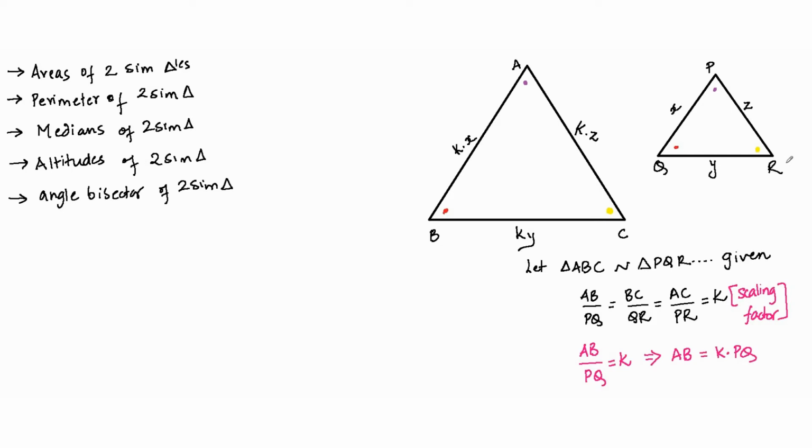So what has happened is I first had triangle PQR with sides X, Y and Z. The triangle is now being scaled up by a factor of K. That means all the sides are being multiplied by K, and because the sides are being multiplied by K, the side X has become KX, the side Y has become KY, and the side Z has become KZ. So I want you to understand this diagram and this idea first, and then I will continue.